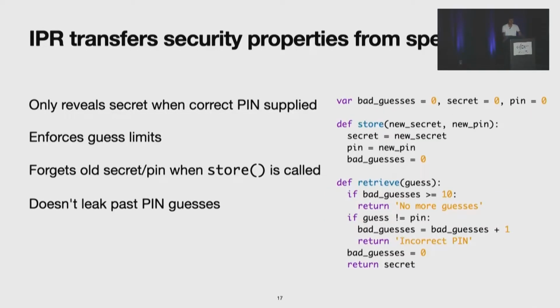Taking a step back, what does this IPR definition say about HSMs? Well, it transfers security properties from the spec to the implementation. So among other things, given the spec, what can we tell about the implementation at the wire level? Well, it only reveals secrets when the correct pin is supplied, it enforces guess limits, it forgets the old secret and pin when store is called, and it doesn't leak past pin guesses, among other things. And all of these properties hold on the implementation at the wire level, no matter what crazy things the host machine does, even if it's compromised, even if it's disobeying the I/O protocol and trying to subvert the HSM. Basically, IPR lets us prove that the implementation is just as good as the spec.